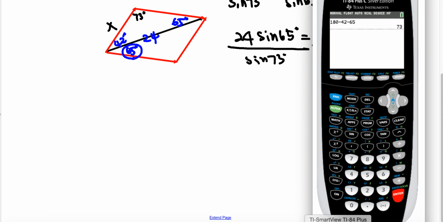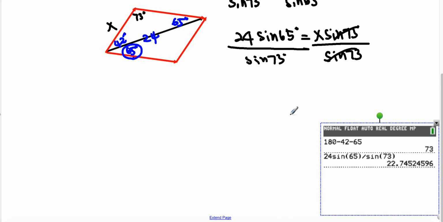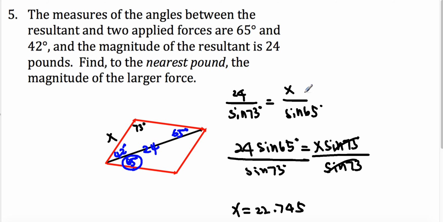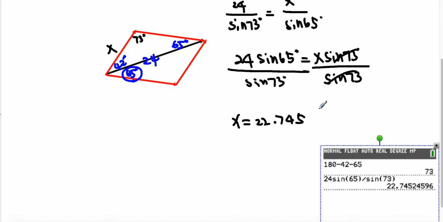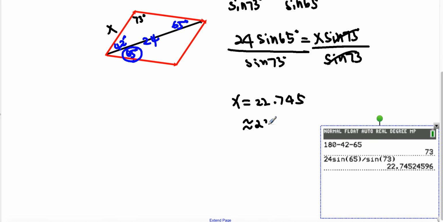Then what do we end up getting? Let's try to put that in. So 24 times sine of 65 divided by sine of 73. Then our answer is x equals 22.745. Now, our answer is to find the nearest pound. So we get 23. That becomes our answer. All right, let's move on to the next question.